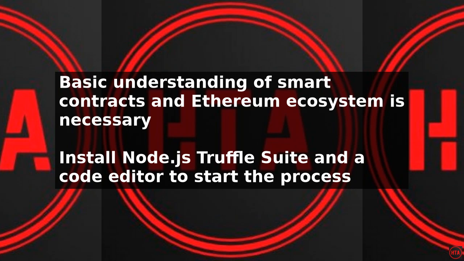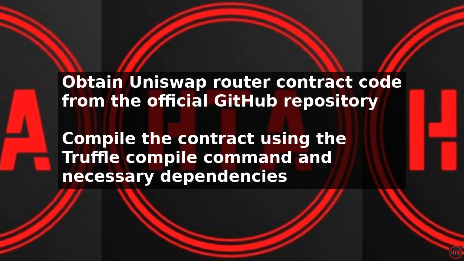necessary dependencies. Next, you need to obtain the Uniswap router contract code, which can be found on the official Uniswap GitHub repository. You can then copy and paste this code into your Truffle project and compile it using the Truffle compile command. After compiling the contract, you need to deploy it to the Ethereum blockchain. This can be done using the Truffle migrate command, which will deploy the contract to the specified network.